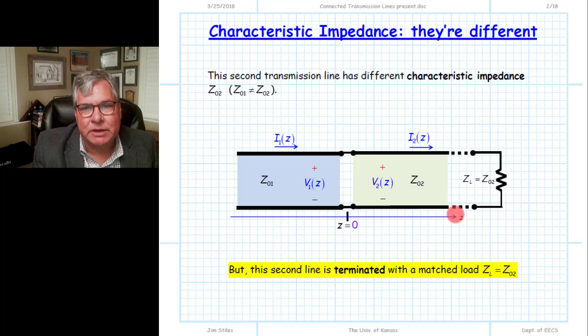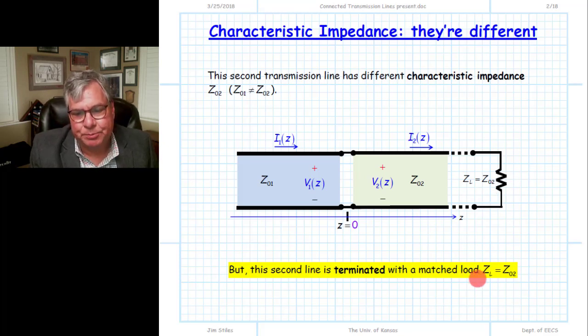Everything looks the same. The one difference from the structure that we analyzed prior is that the second transmission line is terminated in a load that's numerically equal to the characteristic impedance. So this load is the, quote, matched load for this transmission line characteristic impedance Z02. So that's the addition that we added on to the structure that we analyzed previously.